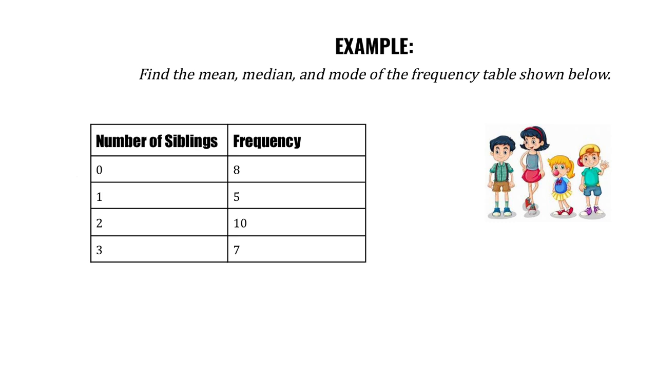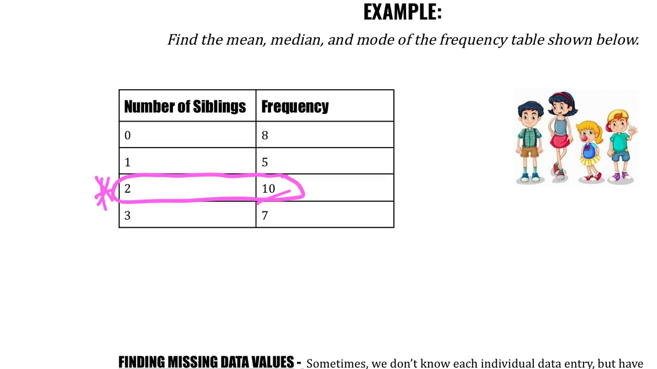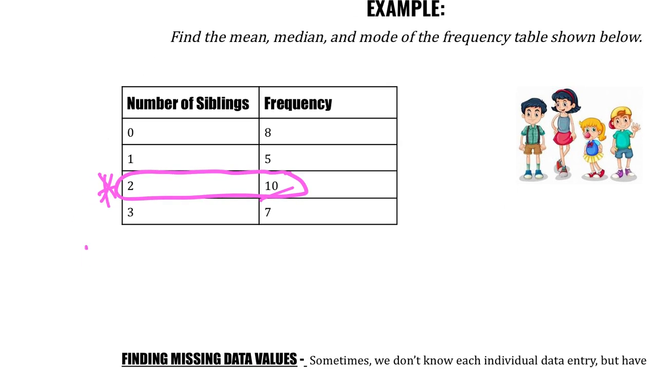So the mode is just going to be the one that occurs the most number of times, which we can tell pretty easily in a frequency chart, that the data value 2, so 2 siblings, occurs 10 times, and that's the highest frequency. So the mode is always the one that goes along with the highest frequency. So the mode in this case is 2, because that occurs 10 times in this data set.